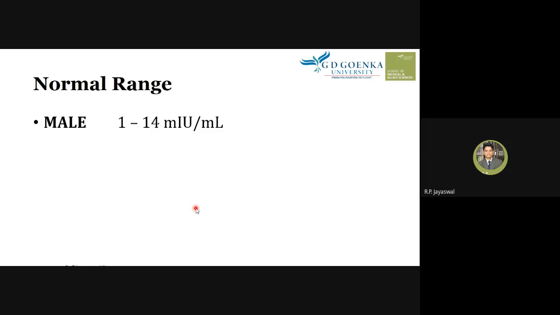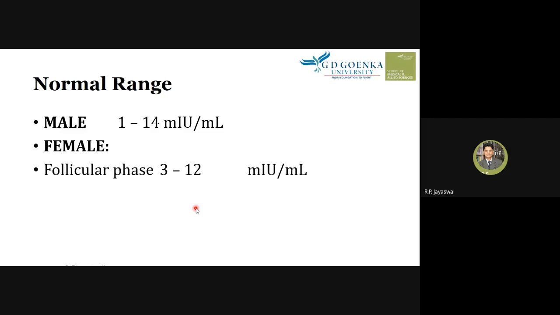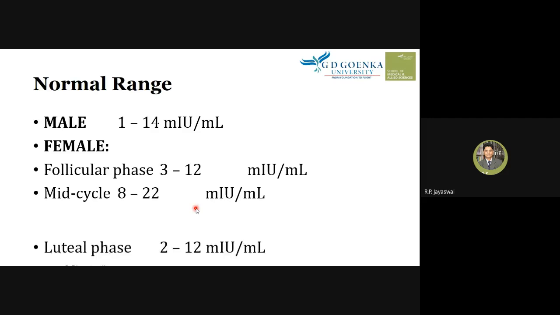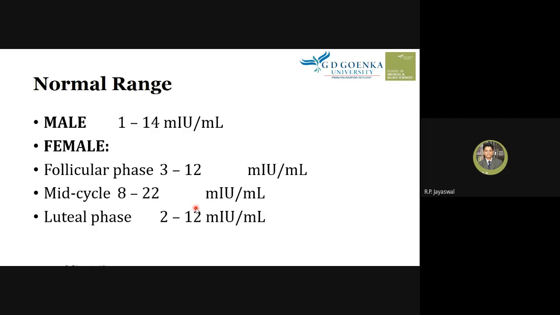The normal range in males is 1 to 14 micro international units per ml. In females, the FSH values vary. In the follicular phase, it is 3 to 12 micro international units per ml. At mid cycle, the ovulation time, the value is 8 to 22, and at the luteal phase the value is 2 to 12. So in females, at different phases of the menstrual cycle, the value is at different levels, and at menopause the value becomes very, very high, 35 to 115 micro international units per ml.